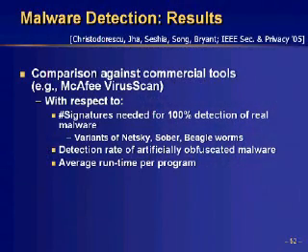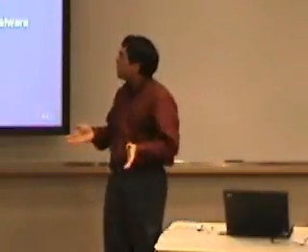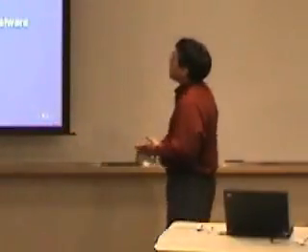Okay, so let me now finish up. I'll revisit the malware detection example as well as talk about some other applications. We implemented a malware detector that has Euclid at its core as a decision procedure, and I'll speak about the results that we obtained.